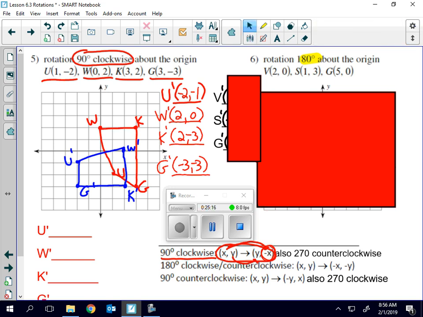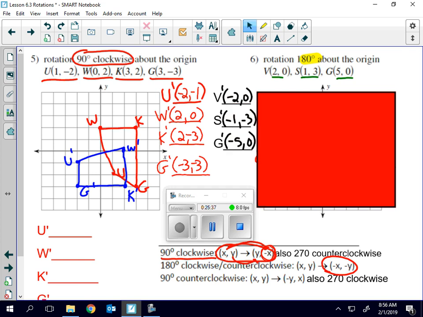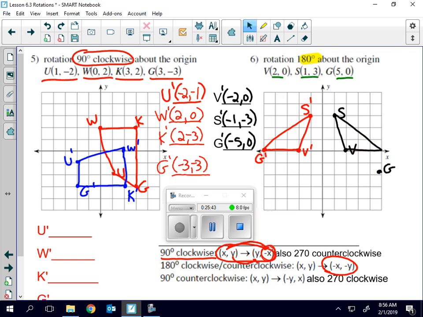Pause and try the next one, please. 180 degrees about the origin. Remember, you're just going to change the signs of X and Y. All right, here it is. Your originals were right up here. So your new ones are just the opposite signs. -2, 0, -1, -3, -5, 0. And I graphed both of them, and that's what it looks like.